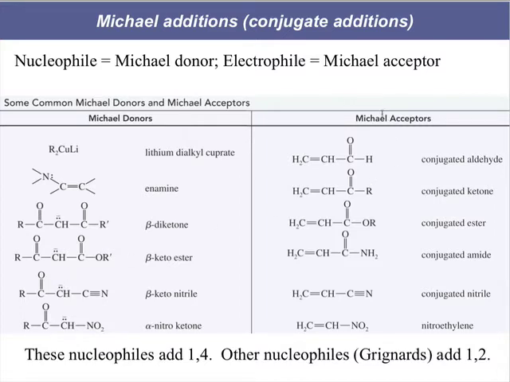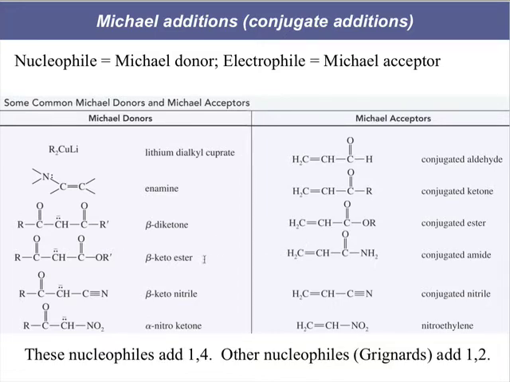Our Michael acceptors could be any conjugated alpha beta unsaturated carbonyl. So a conjugated aldehyde, conjugated ketone, conjugated ester, conjugated amide, conjugated nitrile, a conjugated nitro group. All of these could accept a nucleophile to the beta position. Beta, beta, beta, beta, beta, beta. All of these are beta positions relative to our withdrawing functional group. So in order to get a 1,4 addition, you need a Michael donor and a Michael acceptor.